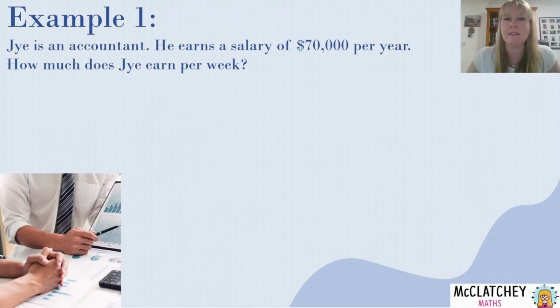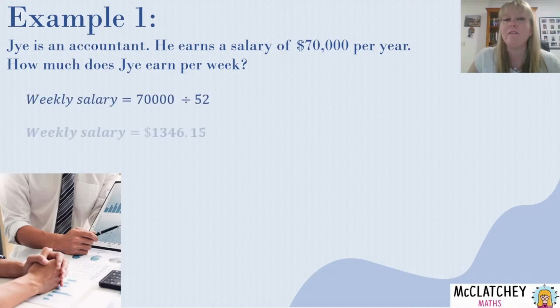Jai is an accountant. He earns a salary of $70,000 per year. How much does he earn per week? We need to remember firstly that there are 52 weeks in a year, and typically students often make the mistake of thinking that there are 50 weeks in a year. So you need to just remember it's 52. You're not going to find that on a formula sheet, you just need to know that. So we're going to take his salary, $70,000, divide that by 52, and our final answer is that his weekly salary is $1,346.15.